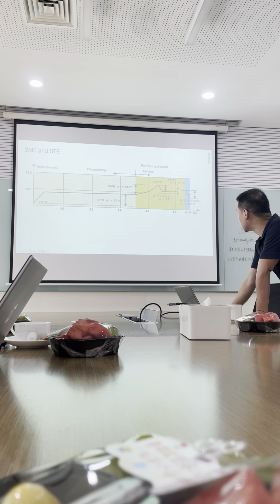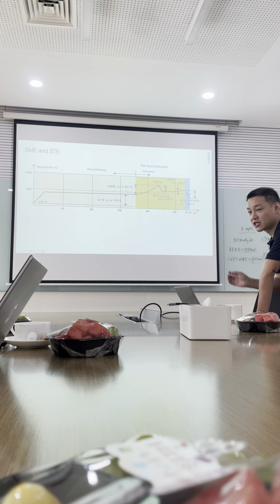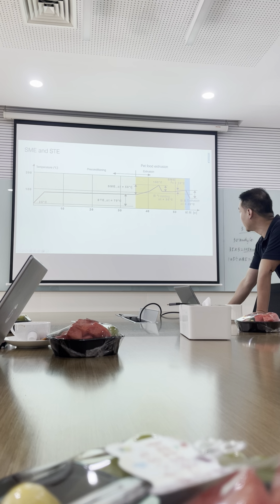Here, this is in the preconditioning, and this is STE, which is a main source of thermal energy. And this is into the extruder. It's mainly SME, but in its final style, it's thermal energy. It will cause the temperature rise, right? You can see from 30 degrees to another 55 degrees increase, right?